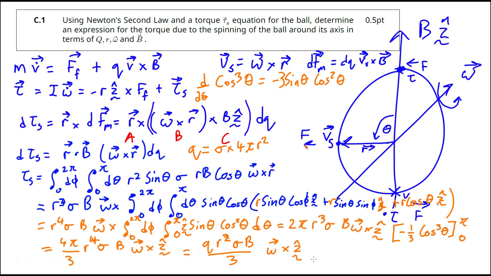We've got our Newton's second law at the top, then we've got our expression for the torque, and then we've managed to find the torque due to spinning around its axis in the magnetic field. So let's move on to part C2.